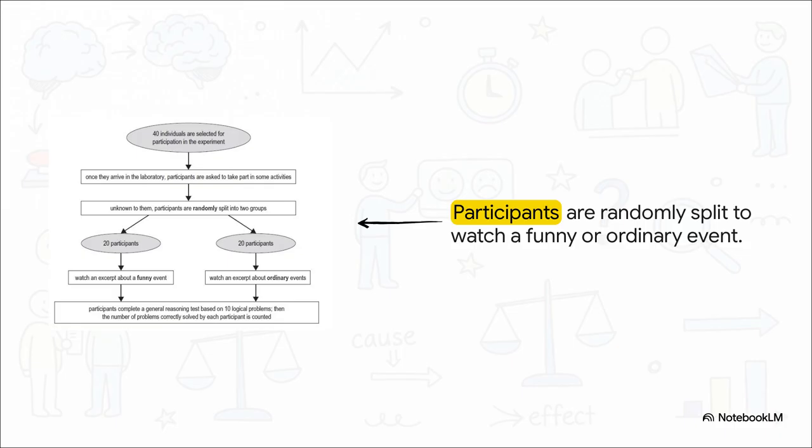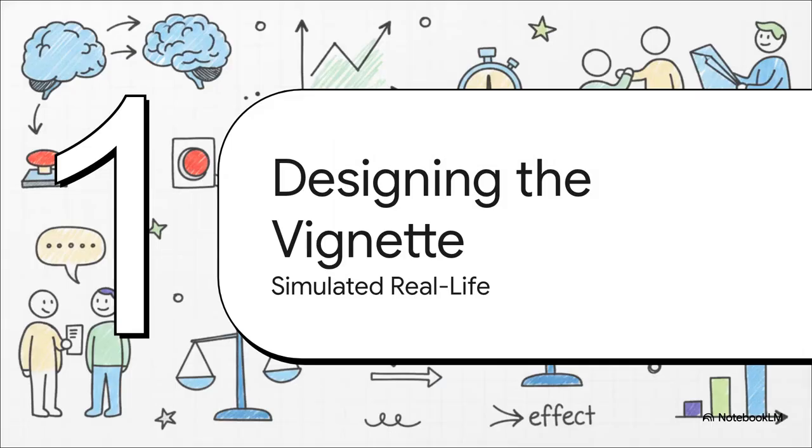Because everything else in that lab, the lighting, the temperature, the test itself, was held strictly under control, if the group that watched the funny video performs significantly better or worse, we don't have to guess. We can state with absolute confidence that the type of video caused that difference in performance. Which leads us perfectly into Section 3, designing the perfect vignette.